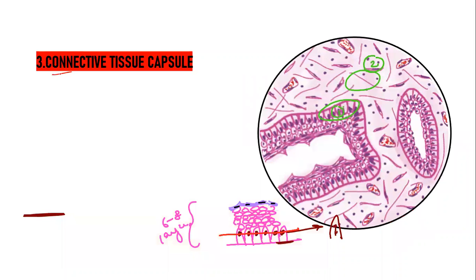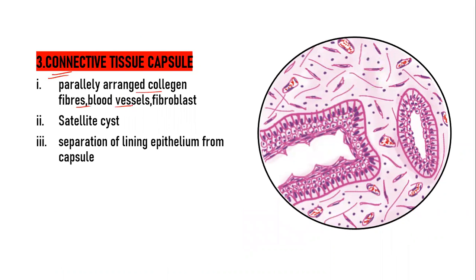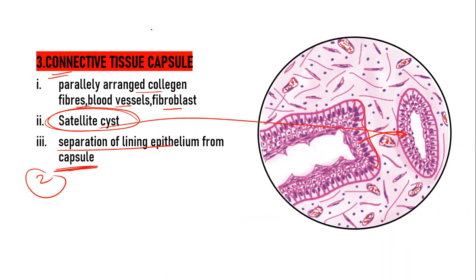In the connective tissue capsule, what we see is parallelly arranged collagen fibers, blood vessels, fibroblasts, and satellite cysts, right? So satellite cysts, where do they arise from? They arise from the epithelium lining, right? They may be present in the connective tissue. And we also see separation of the lining epithelium from the capsule.